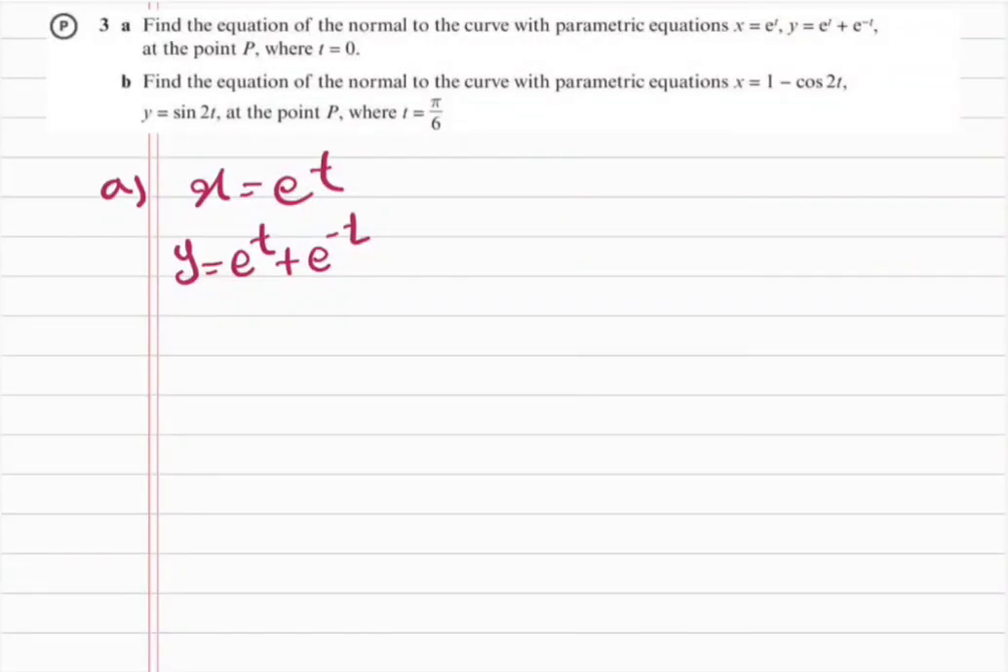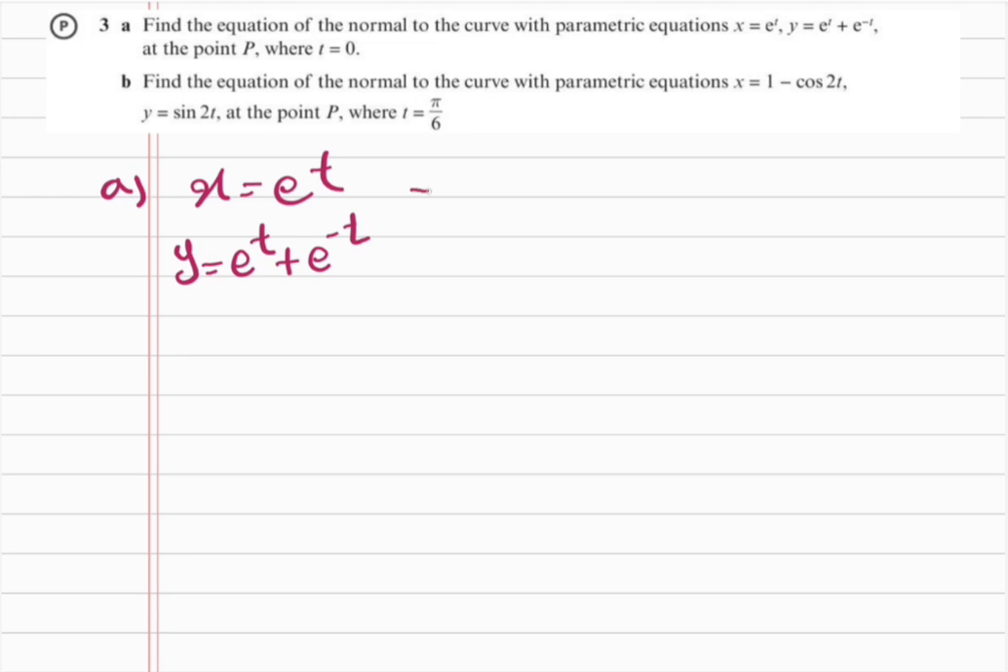Hi everyone, this video is on question 3 from exercise 9G of P02. So this is again the classic example of finding the equation of the normal to the curve using differentiation. But this time the difference is that we have parametric equations. So the usual recipe is the same.